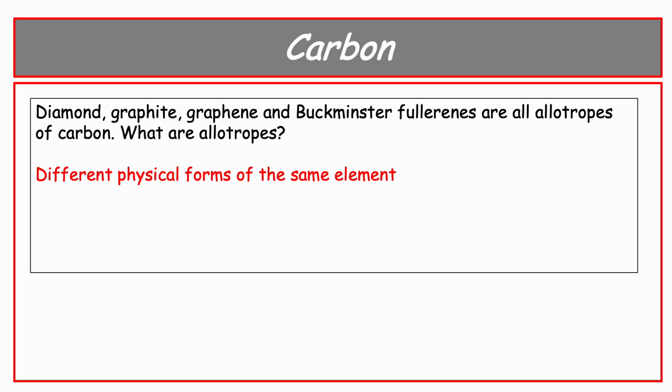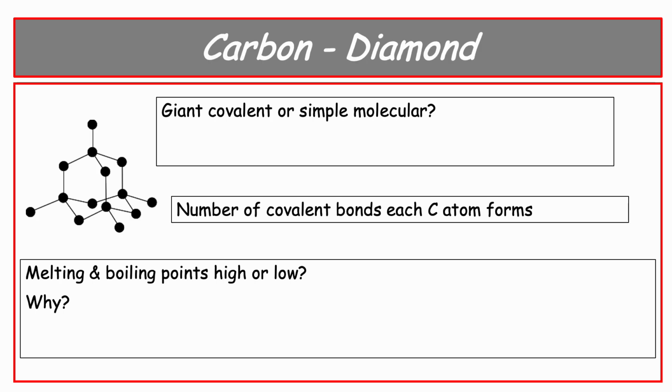So we know diamond, graphite, graphene and Buckminster fullerenes are all allotropes of carbon, and an allotrope is a different physical form of the same element. If we look at diamond, this is the structure of diamond on the left. So you can see we've got this giant network of atoms all held together by strong covalent bonds. And if you look at the diagram, there are many strong covalent bonds. So this is going to be a giant covalent substance.